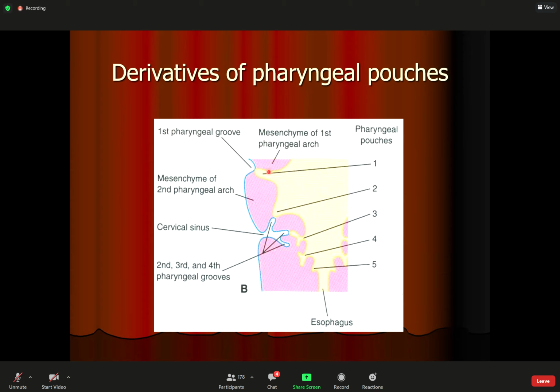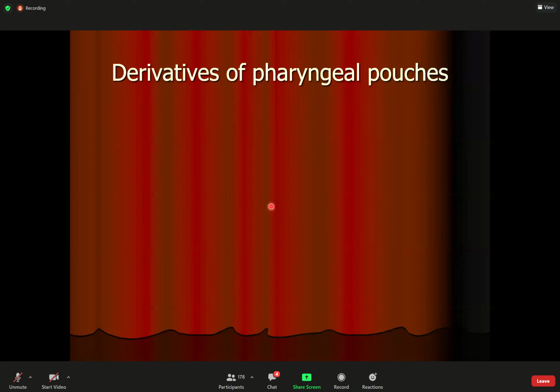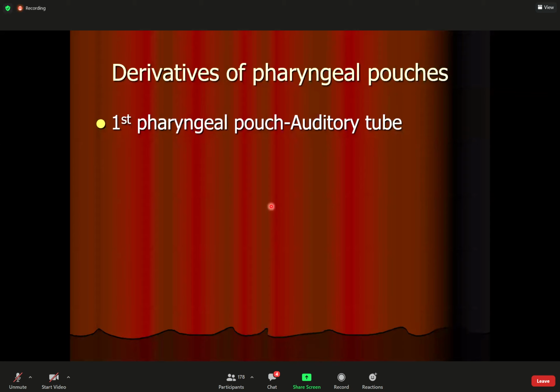Similarly, some structures are coming from here. So the auditory tube will be over here. This is the derivative of the first pouch. Let's see what the derivatives of pouch number 2, 3, and 4 are. So the first pouch derivative is the auditory tube or pharyngeal pouch.